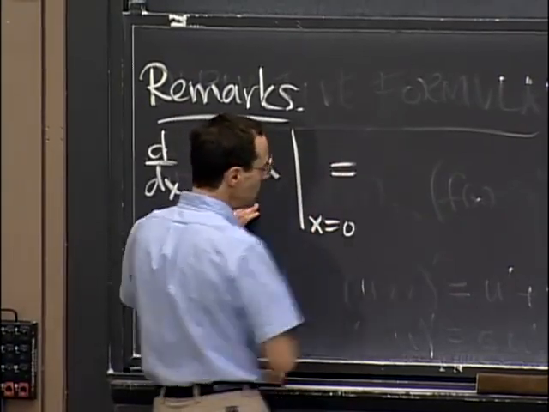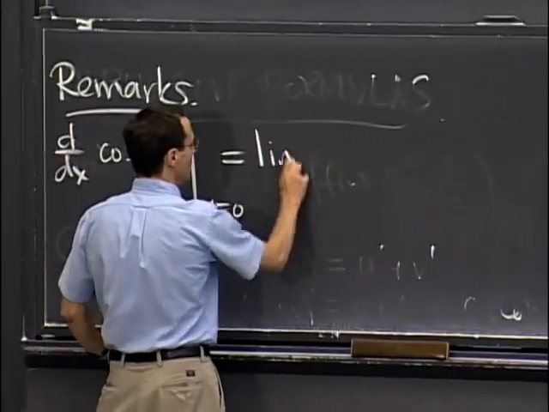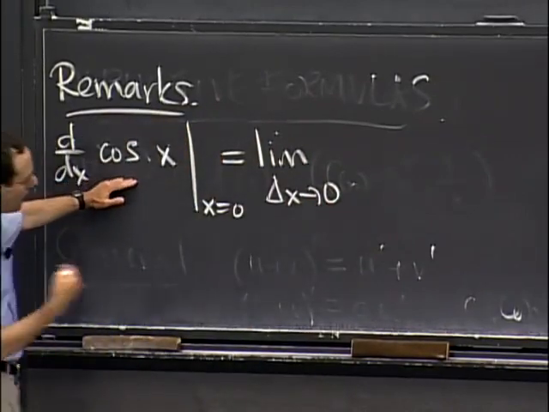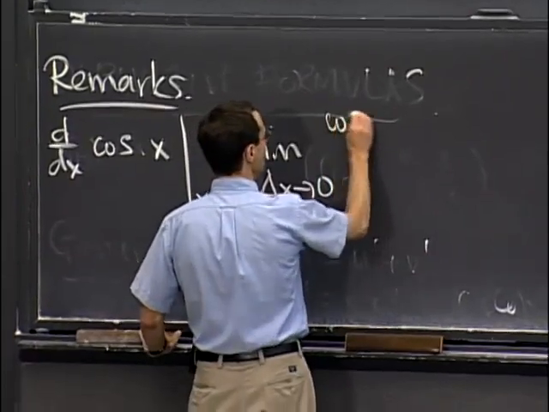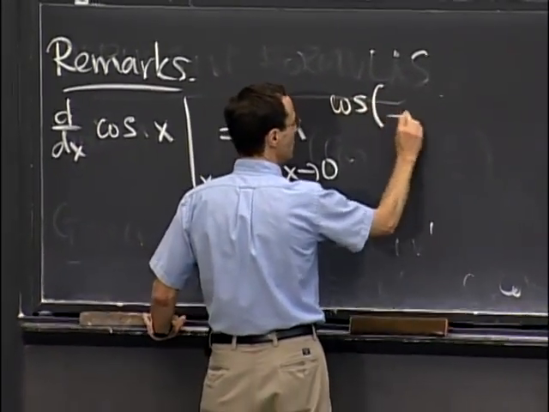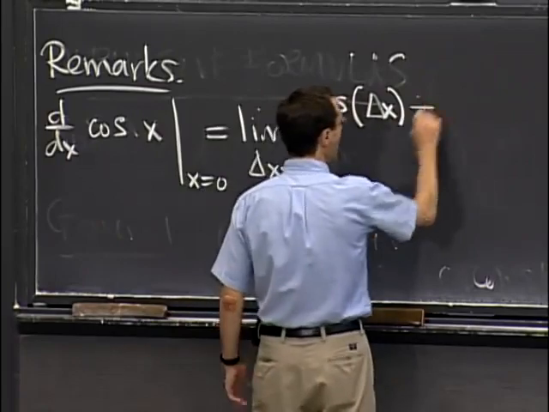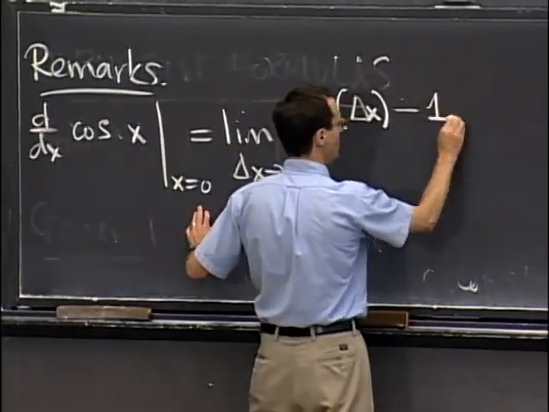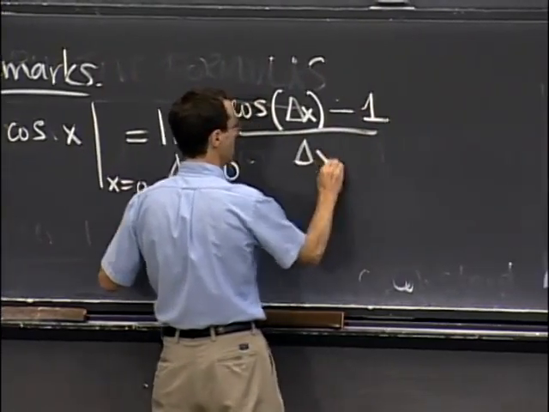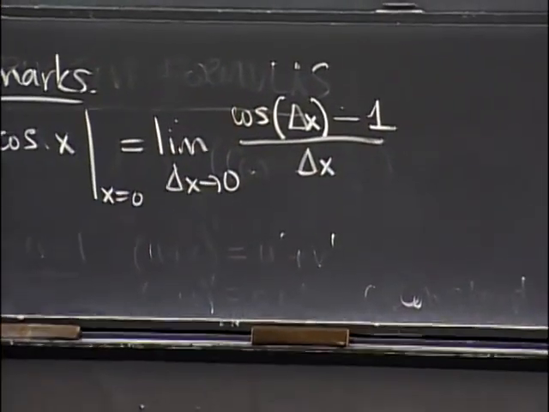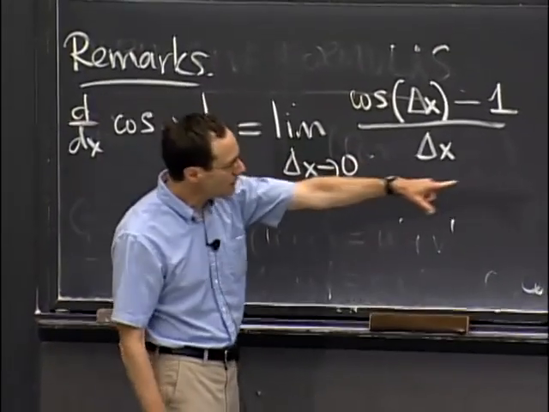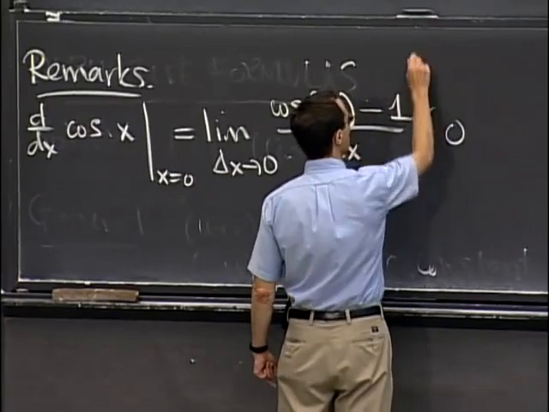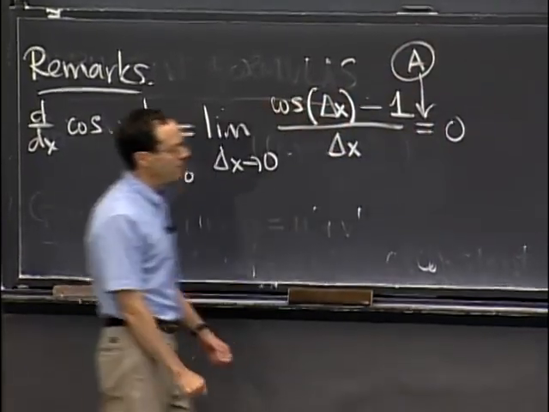then by definition, this is a certain limit as delta x goes to 0. So which one is it? Well, I have to evaluate cosine at 0 plus delta x, but that's just cosine delta x. And I have to subtract cosine at 0, that's the base point, but that's just 1. And then I have to divide by delta x. And lo and behold, you can see that this is exactly the limit that we had over there. This is the one that we know is 0 by what we call property A.